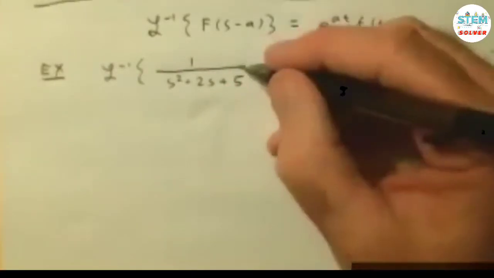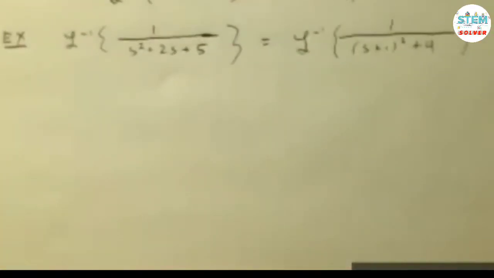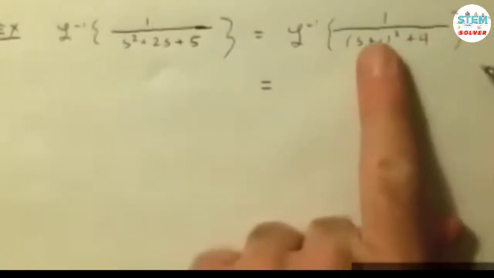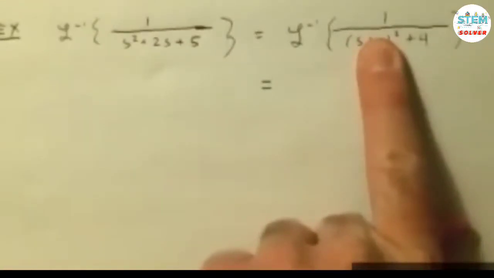However you learn how to do it, I'm not going to go over completing the square very much. This is what you have, right? Well, if you think about this, again, ignore the plus 1 part. You're looking at 1 over s squared plus 4. Well, that's almost sine, right?